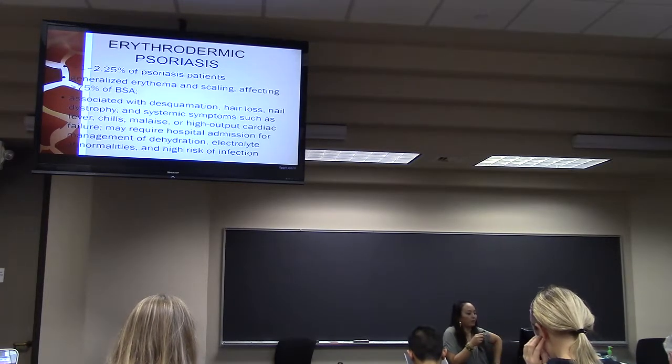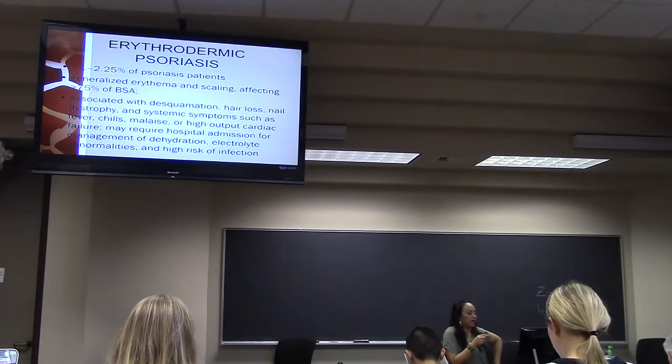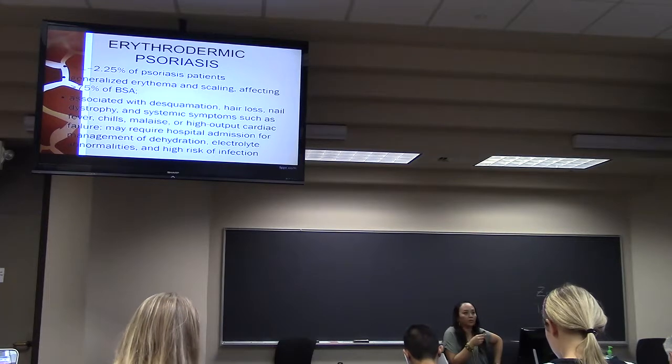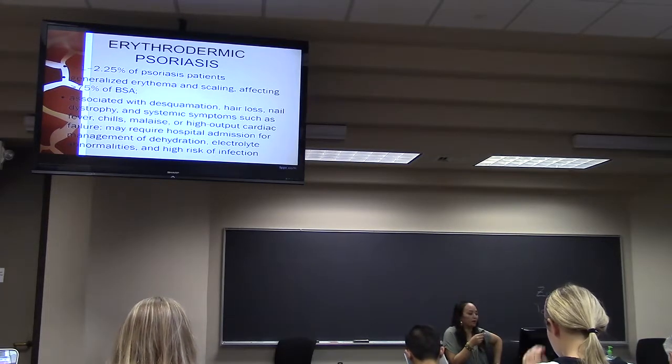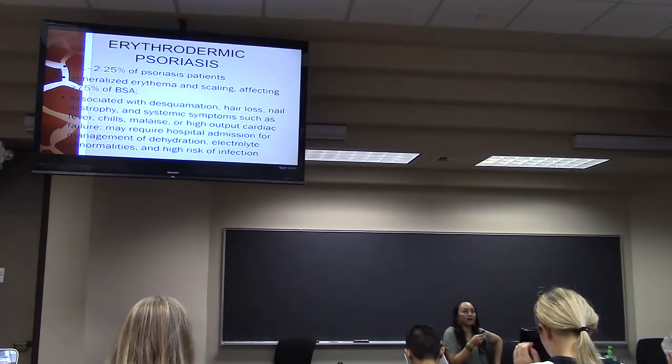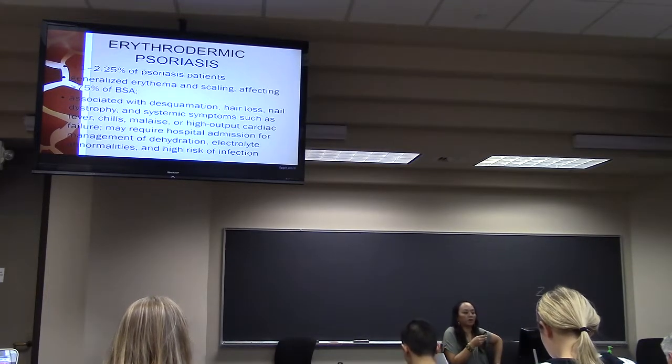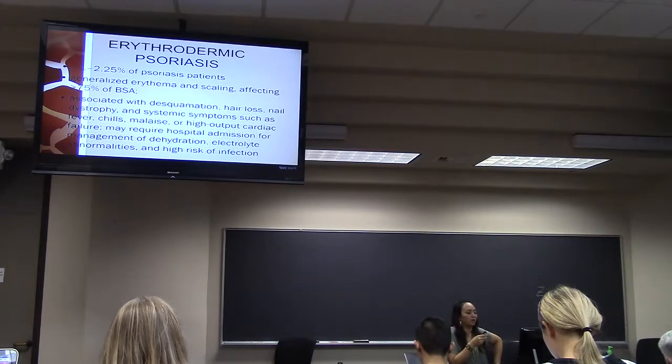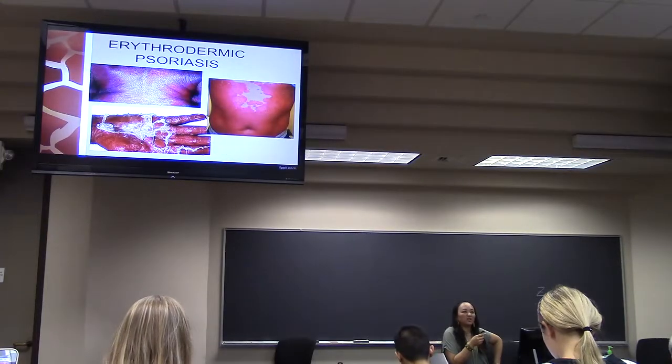Some of these people may require hospitalization because if they're not feeling good, they're not drinking, they get dehydrated, and their electrolytes get out of whack. And with what we call desquamation, where the skin starts sloughing, they can have a high risk of infection. So you might want to watch them closely or even admit them if they get really, really sick. And so that's what these people look like.